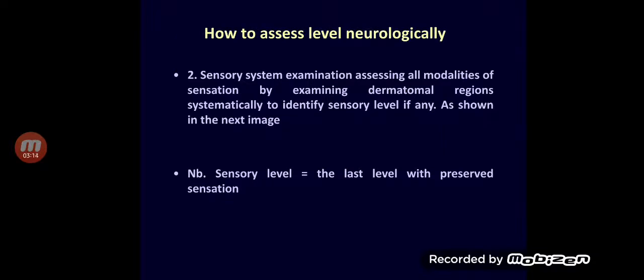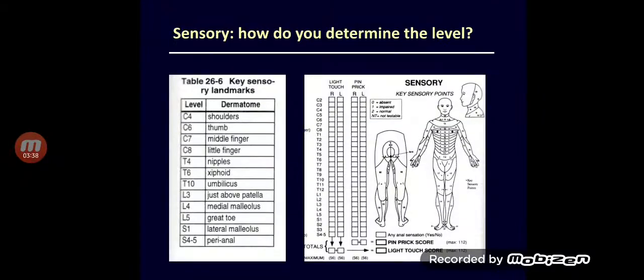Now, how to assess the level neurologically? Also, we have to examine the patient's sensory system. We have to assess all the modalities of sensation by examining what we call the dermatome regions systematically, and we have to identify the sensory level, if any, as shown in the next image. The sensory level is the last level with the preserved sensation.